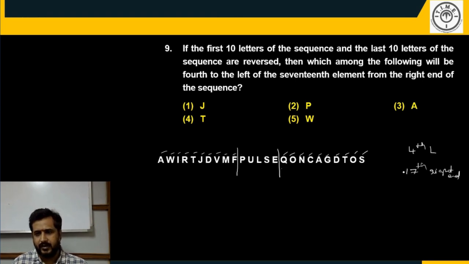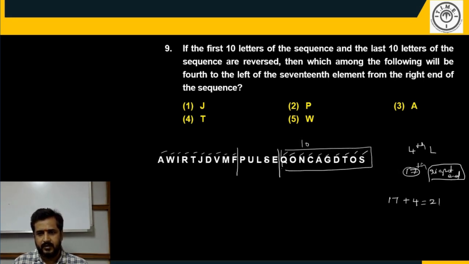Now what is the question given? 4th to the left of 17th from the right hand. So the question is based on the right hand. What is the number mentioned here? 17 plus 4. In the right hand, left will be plus. 17 plus 4, 21. 21st from the right hand. So till here we already counted, it is 10. 11, 12, 13, 14, 15. So 15.